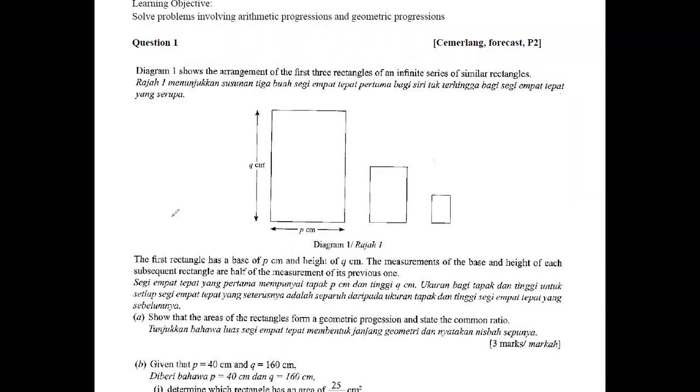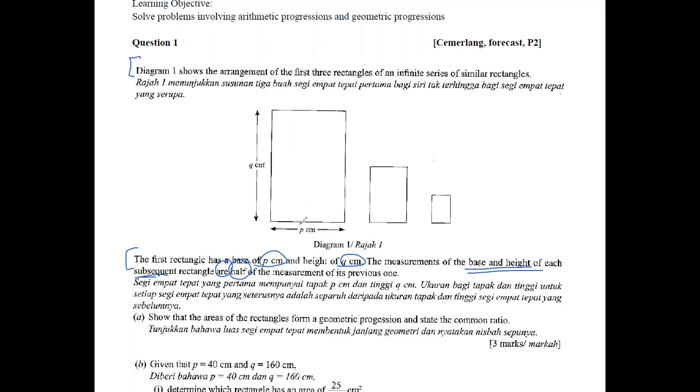Question number 1, let's read about the questions. Diagram 1 shows the arrangement of the first 3 rectangles of an infinite series of similar rectangles. The first rectangle has a base of P cm and a height of Q cm. Both measurements of each subsequent rectangle, subsequent means the next rectangle, are half of the measurements of the previous one.